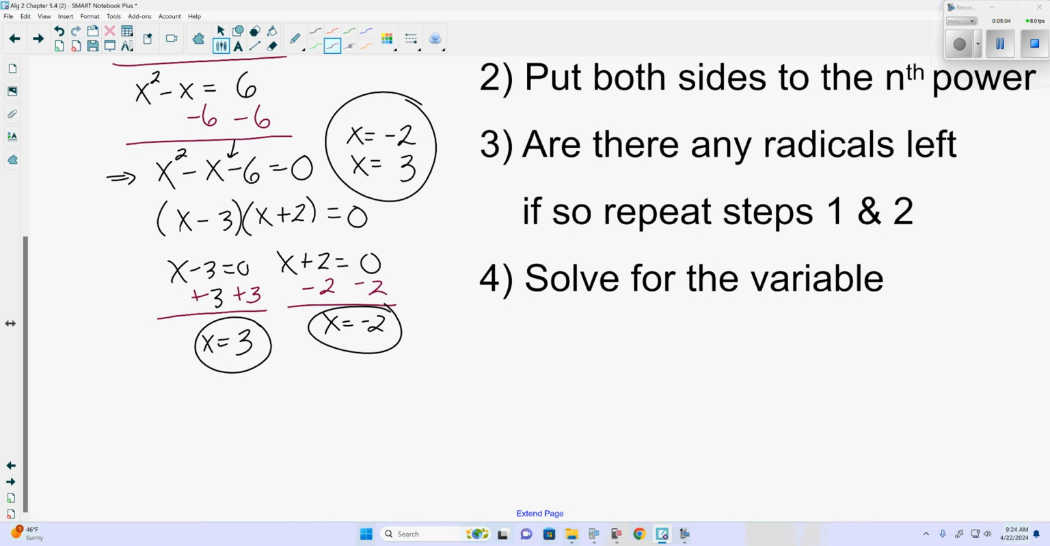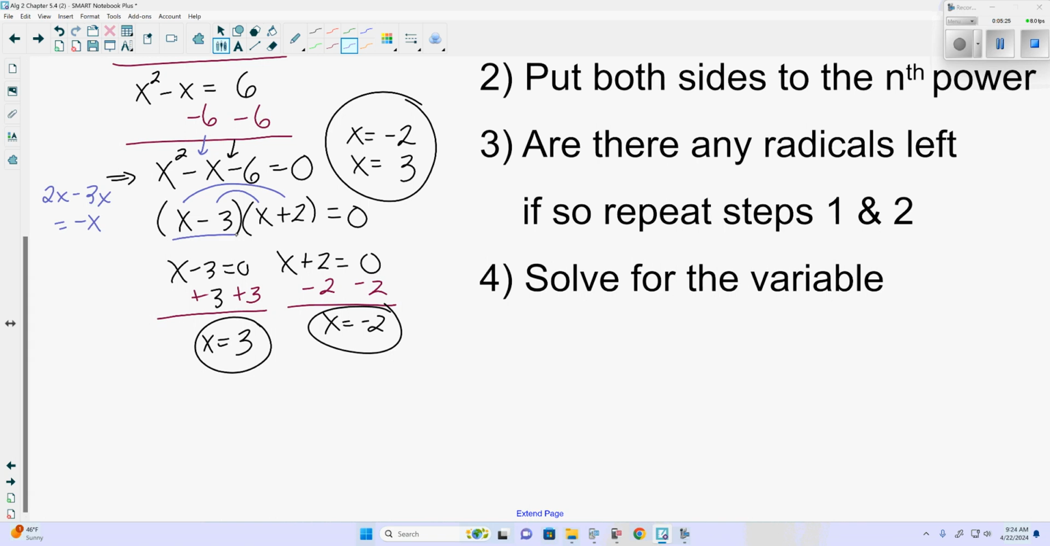Now when we check, we want them to multiply together to give us negative x, yes? So x times 2 would be 2x. Negative 3 times x would be negative 3x, which gives us a negative x. Now the solutions are indeed positive 3 and negative 2.